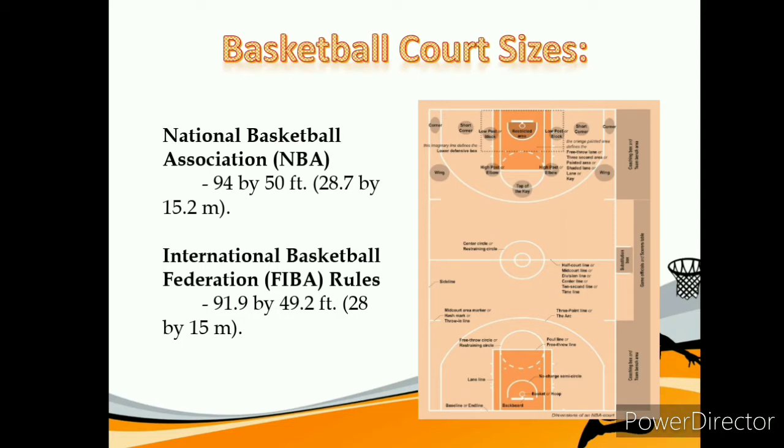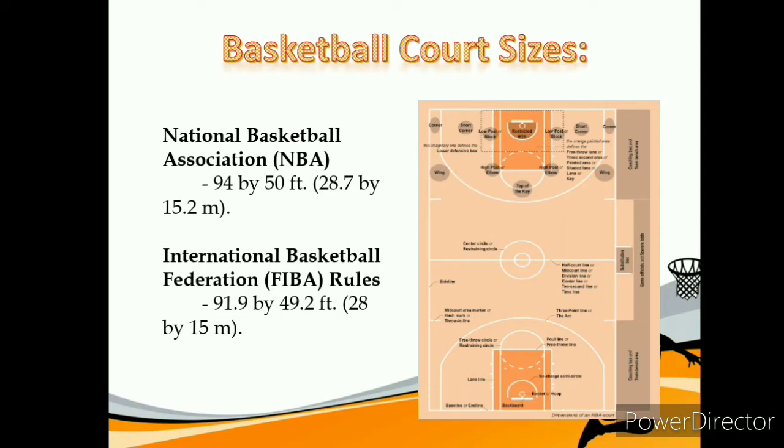As we can see, one of the main differences between these two associations lies in the size of their basketball court. For the NBA, the length or sideline of the court measures 94 feet or 28.7 meters long, while its width or baseline is 50 feet or 15.2 meters wide.